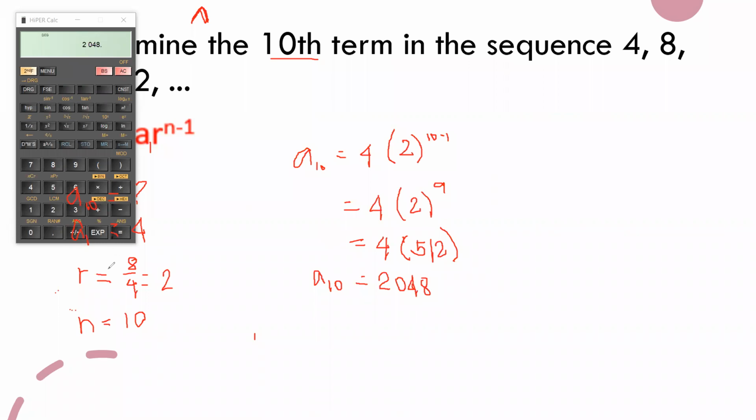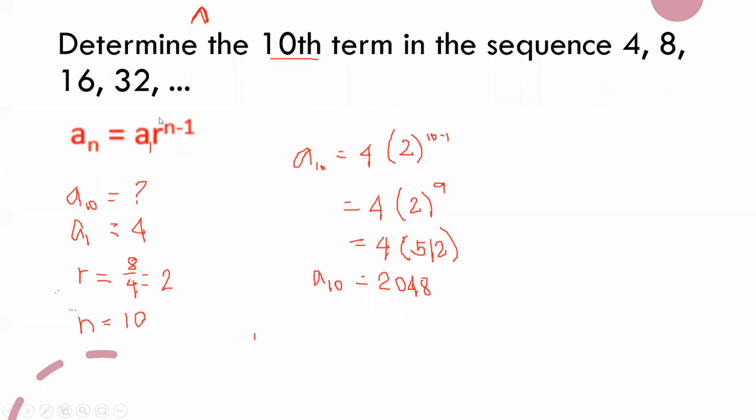No questions. Again, let's go back. We found the different parts. Our a sub 10 is missing. A sub 1 is the first term, which is 4. R is from our common ratio, the second term divided by the first term, 8 divided by 4 equals 2. And n is the 10th term, so that is 10.